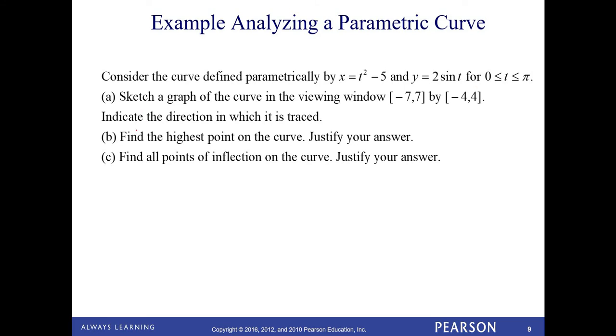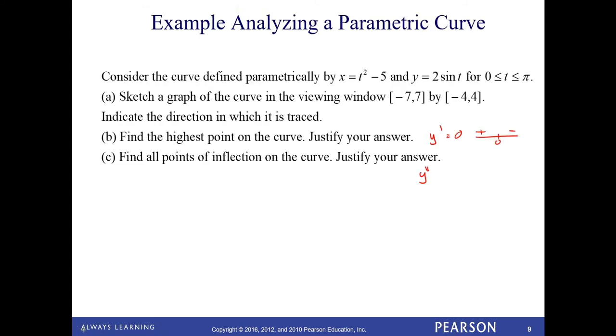So there's 3 things we want to do. We want to sketch a graph of the curve from -7 to 7, -4 to 4, and indicate the direction in which it's traced. Then we're going to find the highest point on the curve. Remember, the highest point is when y prime equals 0 and when it has a change in signs from plus to minus. So we're going to be looking for that. And for points of inflection, we're going to be looking at y double prime. So let's start with our curve.